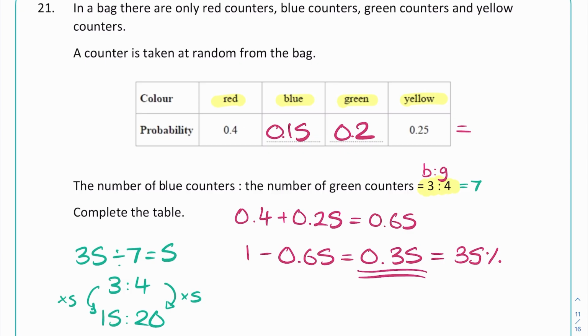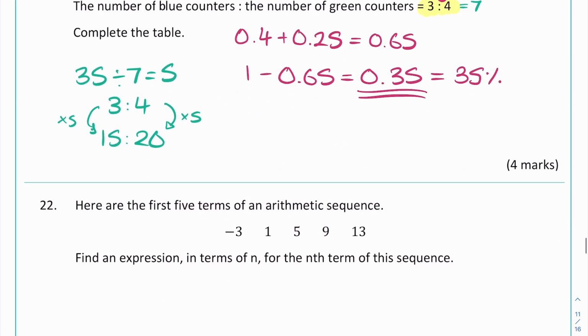Another way that this quite commonly comes up, it sometimes says something along the lines of the number of blue is twice the number of green. If it said twice the number, you'd have to write the ratio yourself, so that would be 2 to 1. And then obviously you'd be dividing by 3 and sharing it out 2 and 1. So you can have words instead of an actual ratio given, so one's twice the size or one's 3 times the other, that would be 3 to 1. Just a couple of different ideas behind that topic.